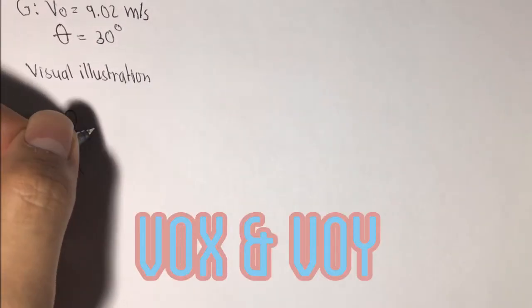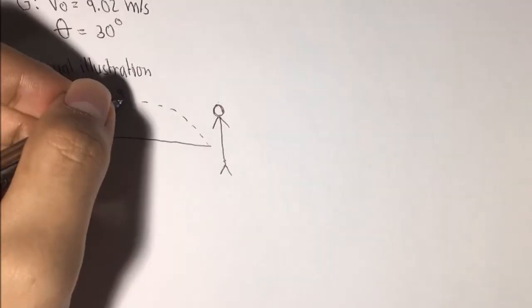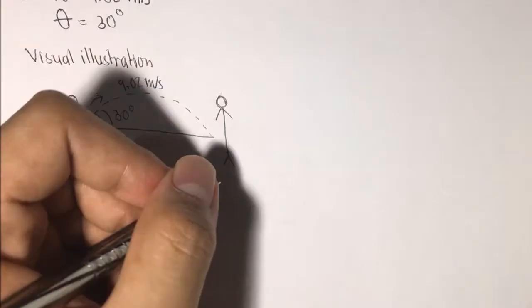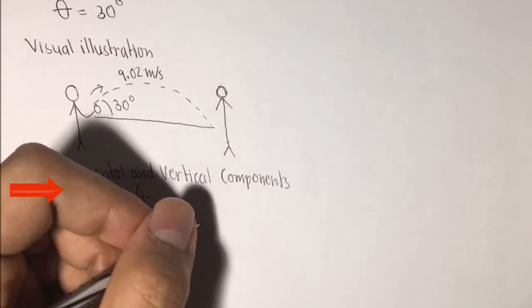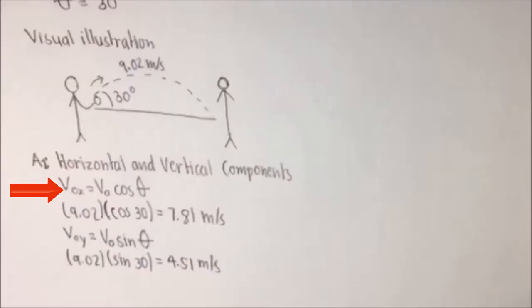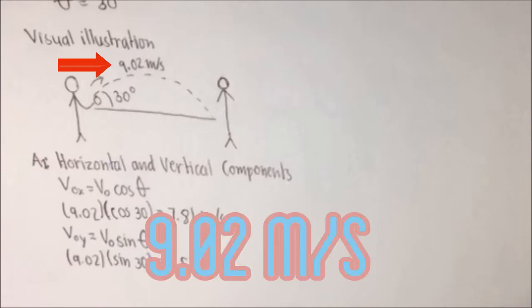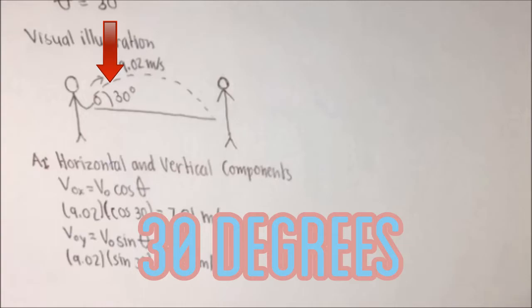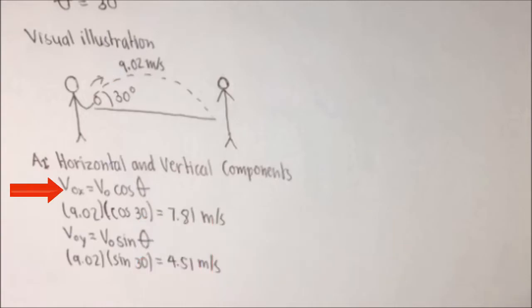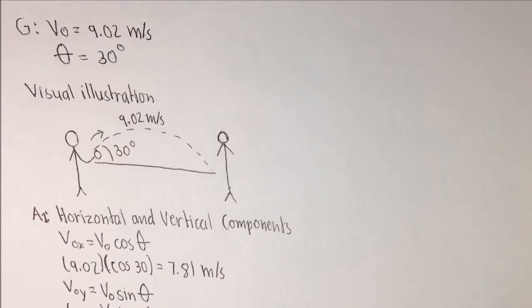Okay, now first we want to figure out the horizontal and vertical components of the egg's initial velocity. Because the angle is from the x-axis, the initial velocity's x component is equal to the initial velocity times the cosine of angle theta. On the other hand, the initial velocity's y component is equal to the initial velocity times the sine of angle theta. We know that the initial velocity is 9.02 meters per second, and the angle is 30 degrees, which means we could use these variables to solve for the x and y components, as you can see right here.